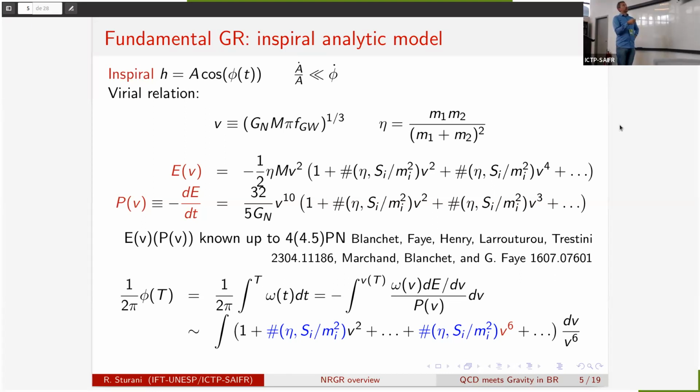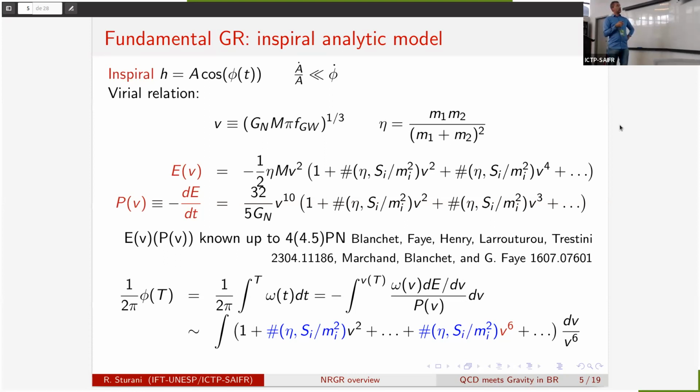Then there is a feature that the energy function cannot have odd powers of v, just heuristically, because the energy of a circular orbit must be time reversal symmetric. So it can only have v squared, v4, and so on. There is an exception to this rule. Whereas the flux is naturally able to have odd powers of v, because the flux is the energy emitted per unit of time, which is certainly not time symmetric.